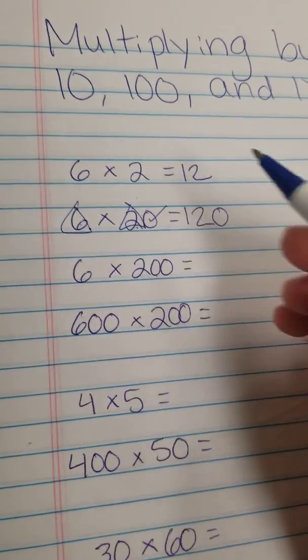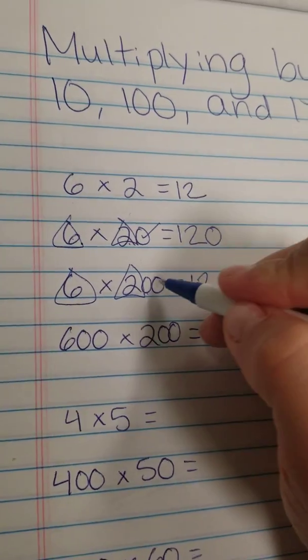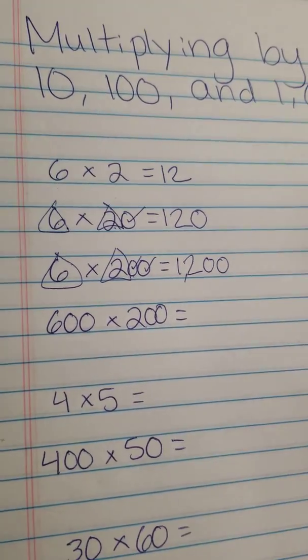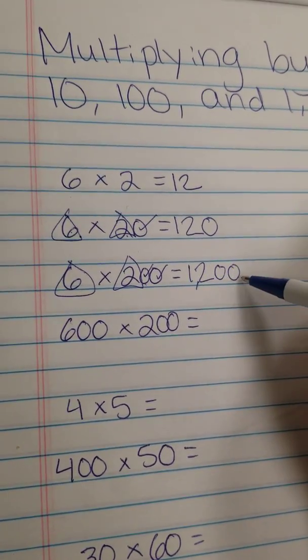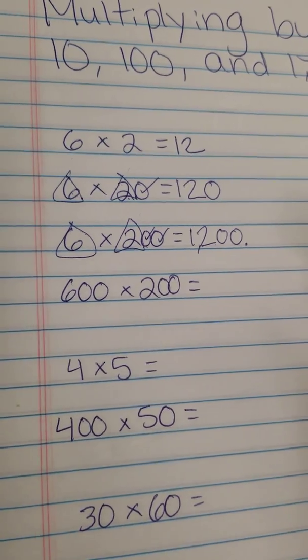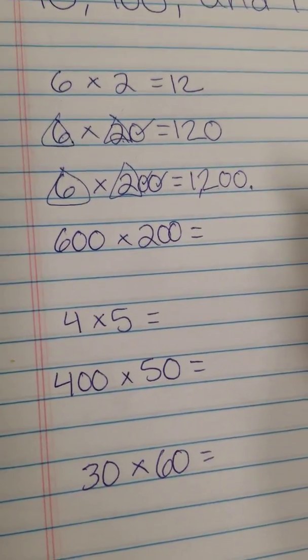So again, same thing here. 6 times 2 is 12 and put 2 zeros on the end. So I get 1,200. Remember the comma goes 1, 2, 3 spaces from the right. And there's a decimal here, but we don't usually put it with whole numbers.